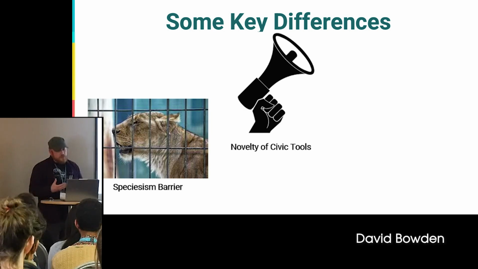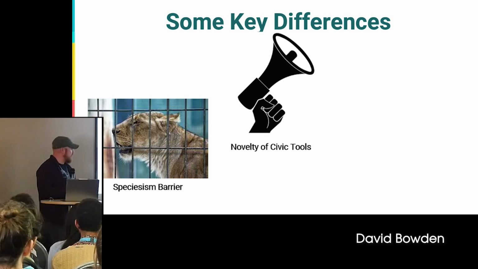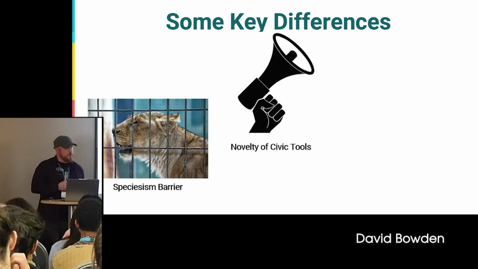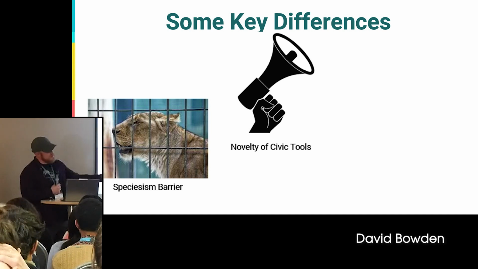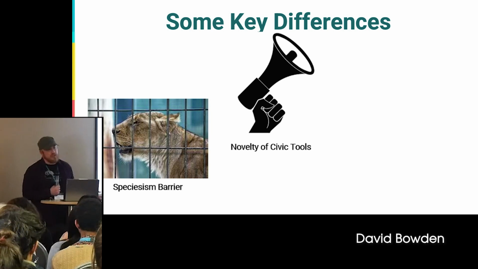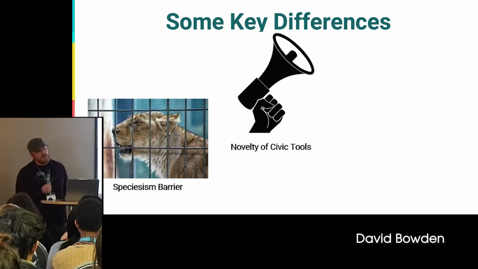The novelty of civic tools is important. The petitions at the time were mainly the domain of upper class gentlemen, presenting them to other members of parliament. But at the time, in a population of 10 million, one of their petitions got 300,000 people. There was no internet, no phones, and it was an amazing achievement.